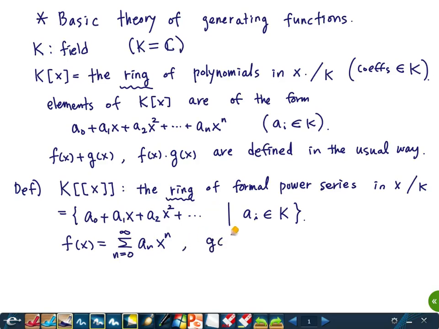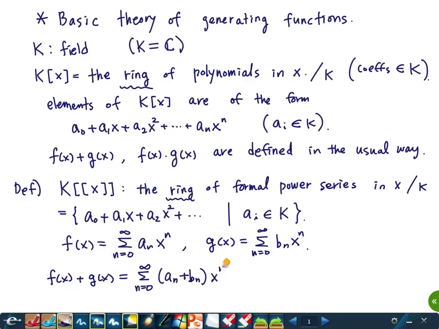Now, again, I said it's a ring, so we have to define two operations, addition and multiplication. Suppose we have two formal power series, the sum of a_n x^n and the sum of b_n x^n. Addition is quite straightforward. This is going to be another formal power series defined as the sum of (a_n plus b_n) x^n. So you collect terms with the same monomial x^n, add their coefficients, and you get another formal power series like this.